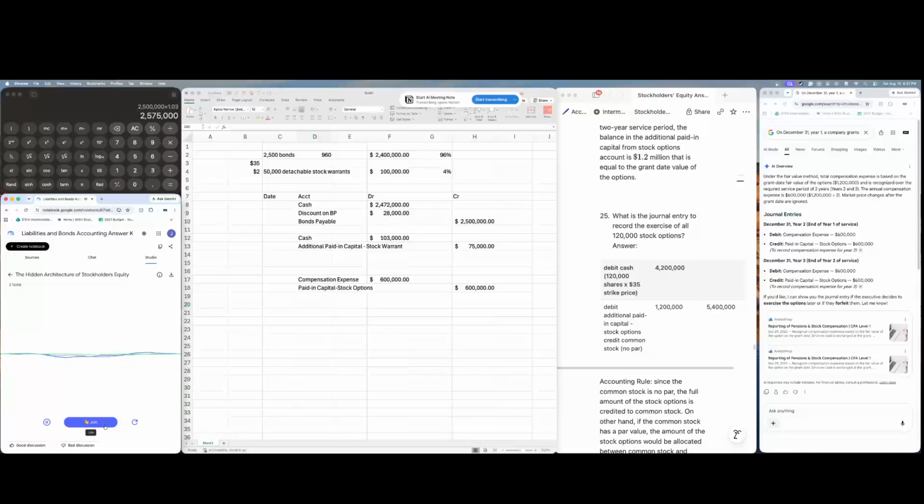I totally get why that feels confusing. It's not actually coming out of that capital account. Right, it's actually the opposite. We are adding value to that equity account as the employee works.